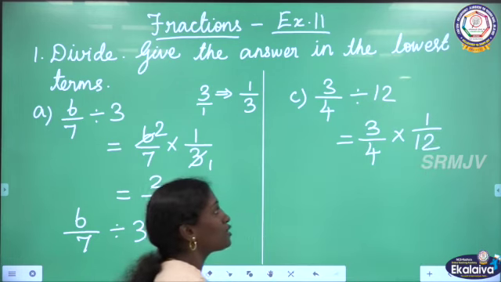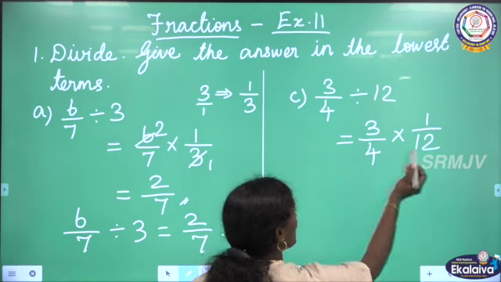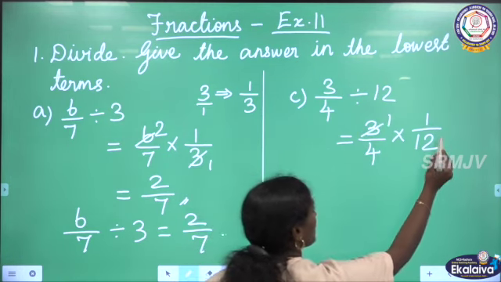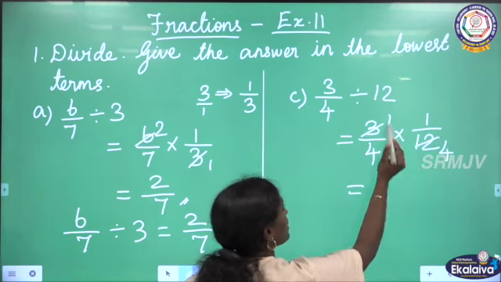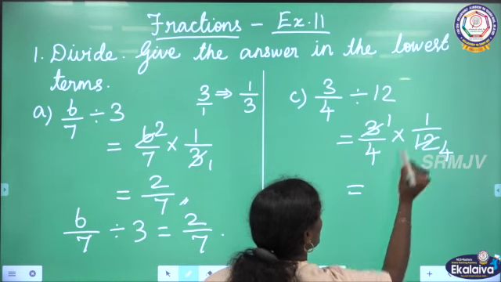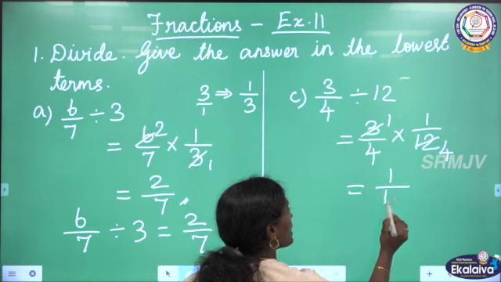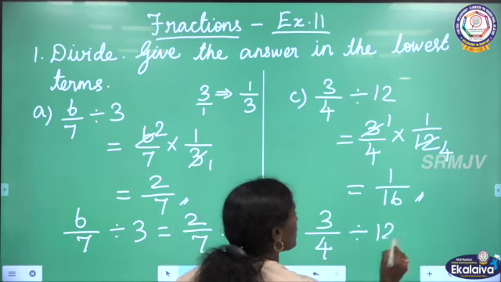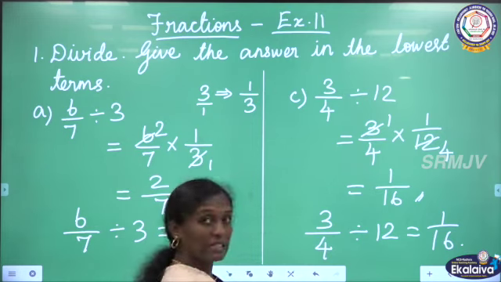Now can we reduce the numerator and denominator numbers? Here 3, 4, 12. We can reduce 3 and 12. In 3 table 1 time. In 3 table 4 times. No other possibilities. So, I am going to multiply the numerator numbers. 1 into 1, 1, divided by 4 4s are 16. So, 1 by 16 is the answer. 3 by 4 divided by 12 is equal to 1 by 16. Is it clear, children?